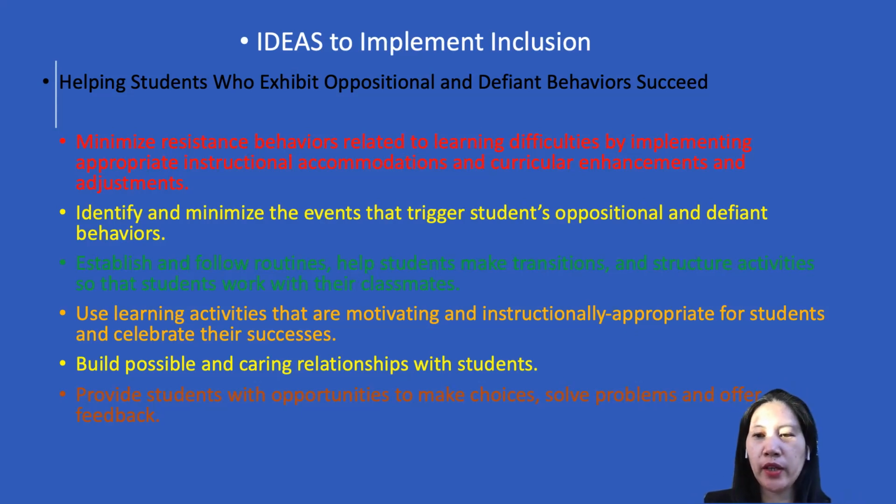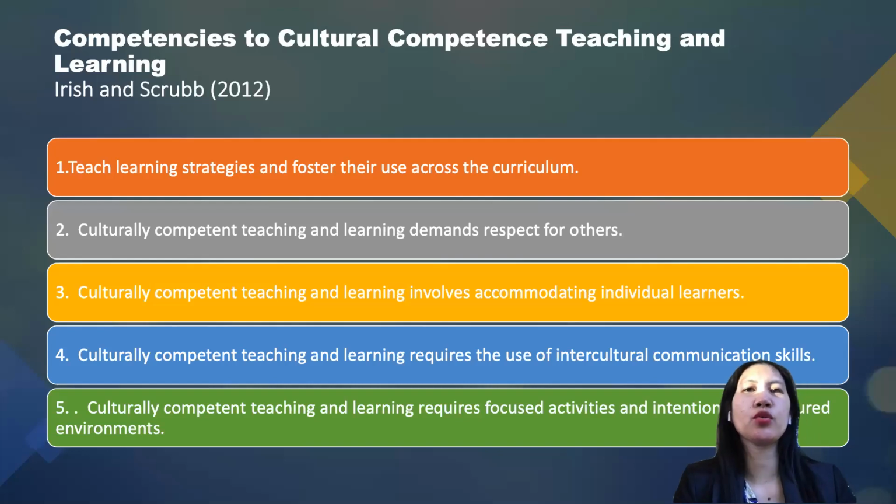So the next one here that I have is cultural competence in teaching and learning by Irish and Scrub, 2012. So teach learning strategies and foster their use across the curriculum. This is how to have cultural competence in teaching and learning. So if you want to be culturally responsive, we need to respect others. Okay, respect begets respect. So our students will know that we respect them, so they will respect us as well. Next one, culturally competent teaching and learning involves accommodating individual learners. So we need to accommodate each student, individual learners, because they have different learning styles.